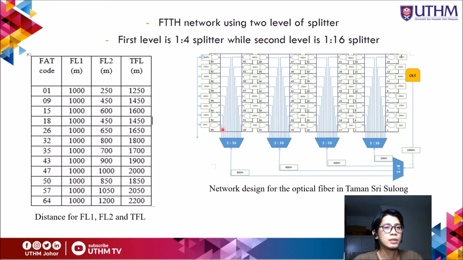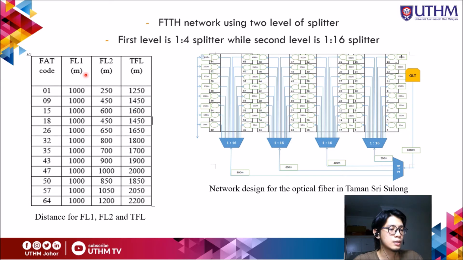We implement our FTTH network in Taman Sri Sulong since there are 64 available premises. So as you can see from the table, the FAT code stands for Fiber Access Terminal code, representing the identity code for each customer premise. So we take a few samples for the fiber loss calculation, which my friend will present later.